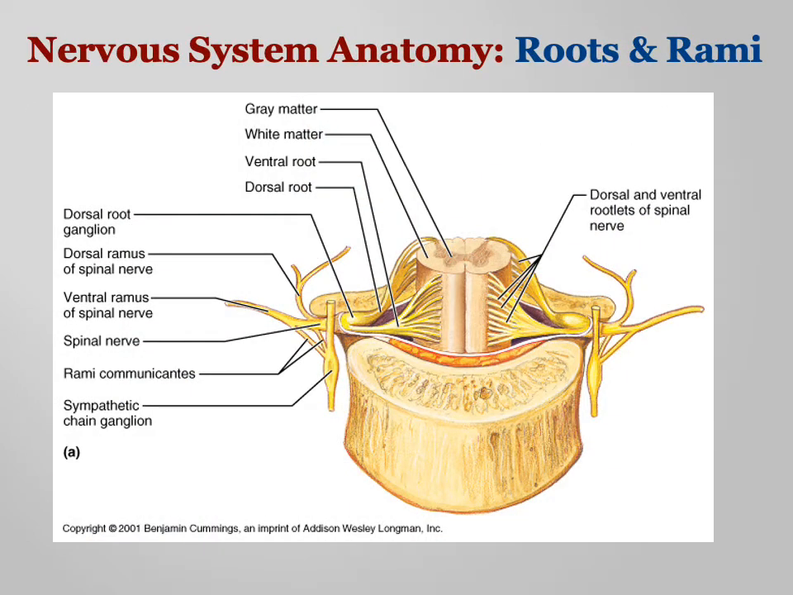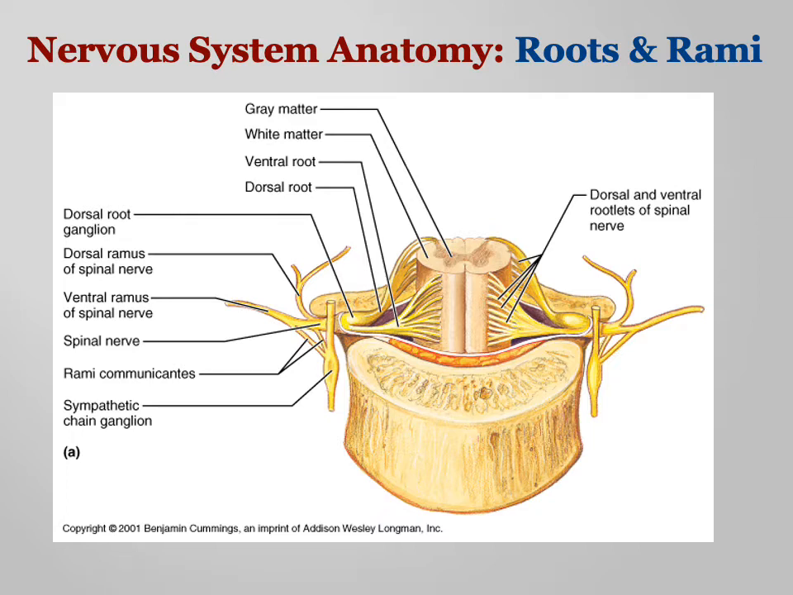Here's another great diagram showing the kind of stuff we've been talking about. I'm not going to go through this with you right now, but you should spend some time going over it by yourself, I should say. There you can see again the dorsal ramus thin, ventral ramus thick, and there you see the rami communicantes.